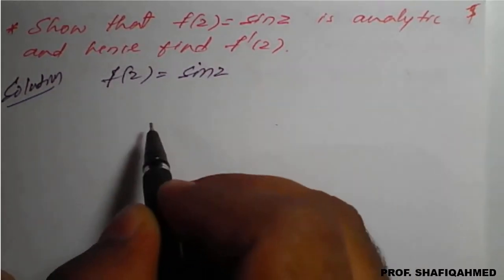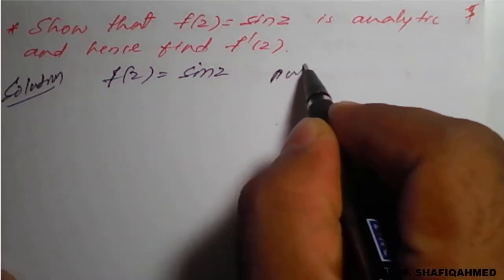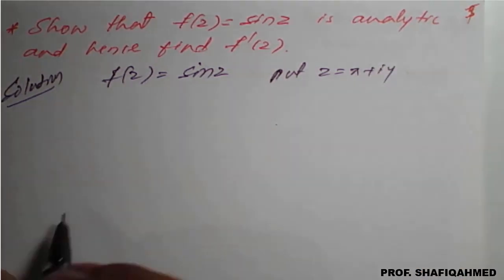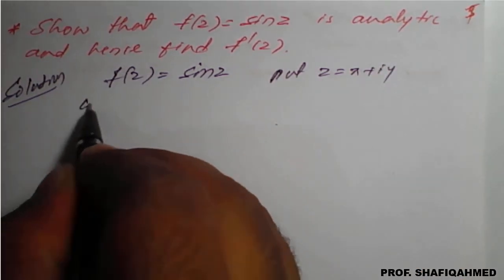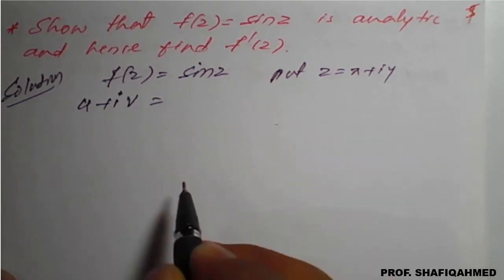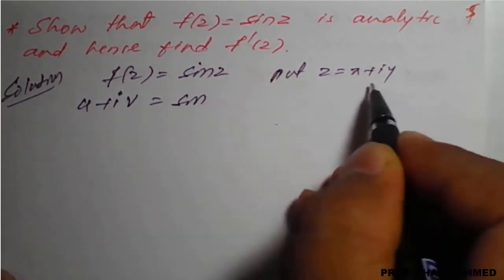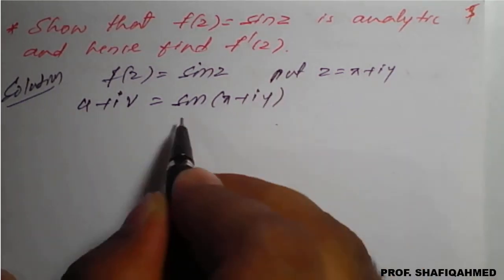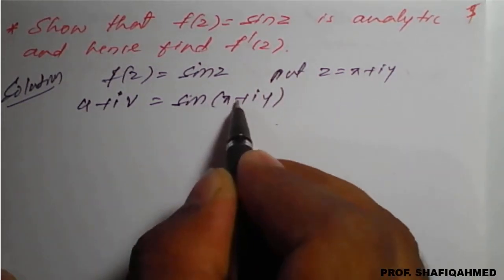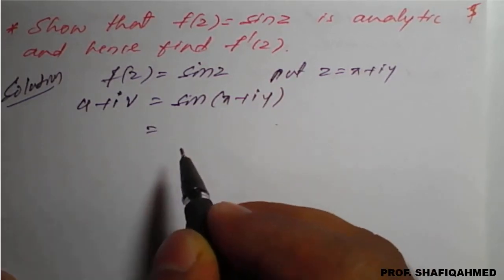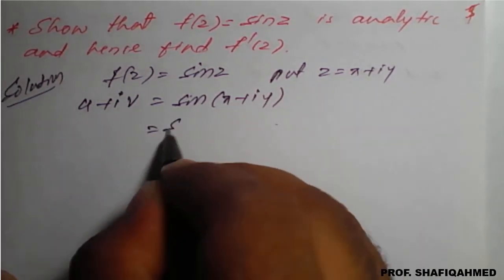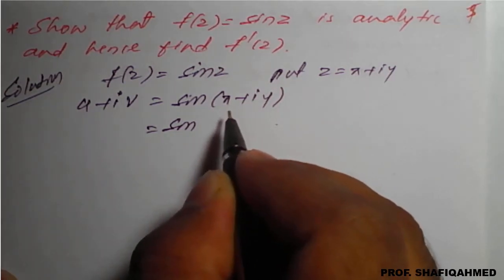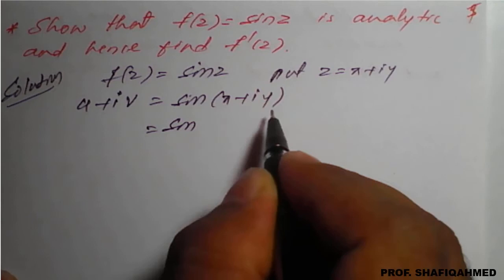For this, put z equal to x plus iy on the right hand side, and this function f of z can be written as u plus iv always. So sin of z will be replaced by sin of x plus iy. This is nothing but Cartesian form. So for this we can go for the sin of a plus b form. Sin of a plus b is sin a into cos b plus cos a into sin b.